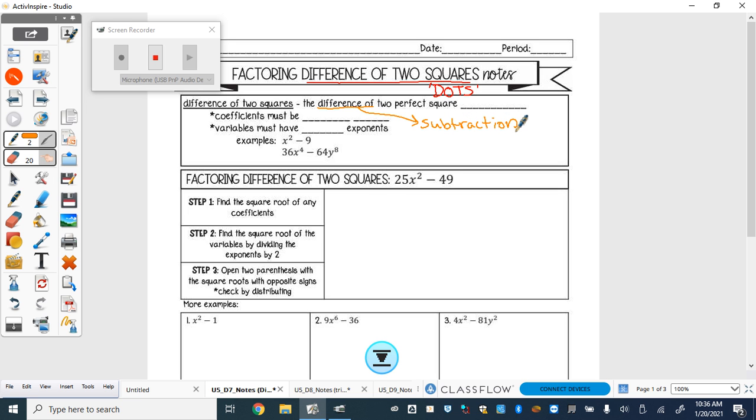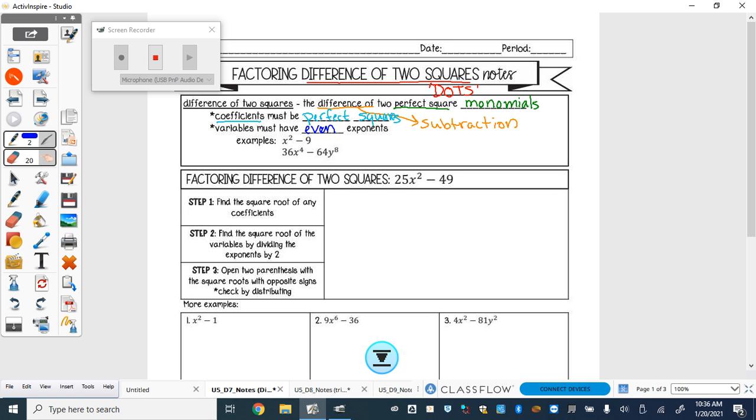So you have a subtraction problem here of two perfect square monomials. So it's one term minus one term, and those two terms are both perfect squares. So the coefficients must be perfect squares, and the variables must have even exponents.